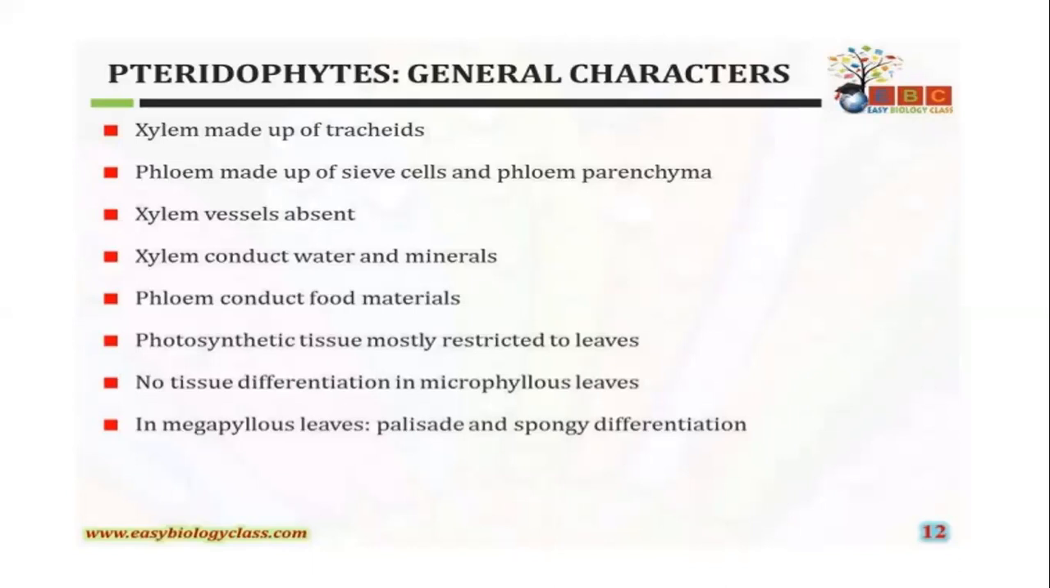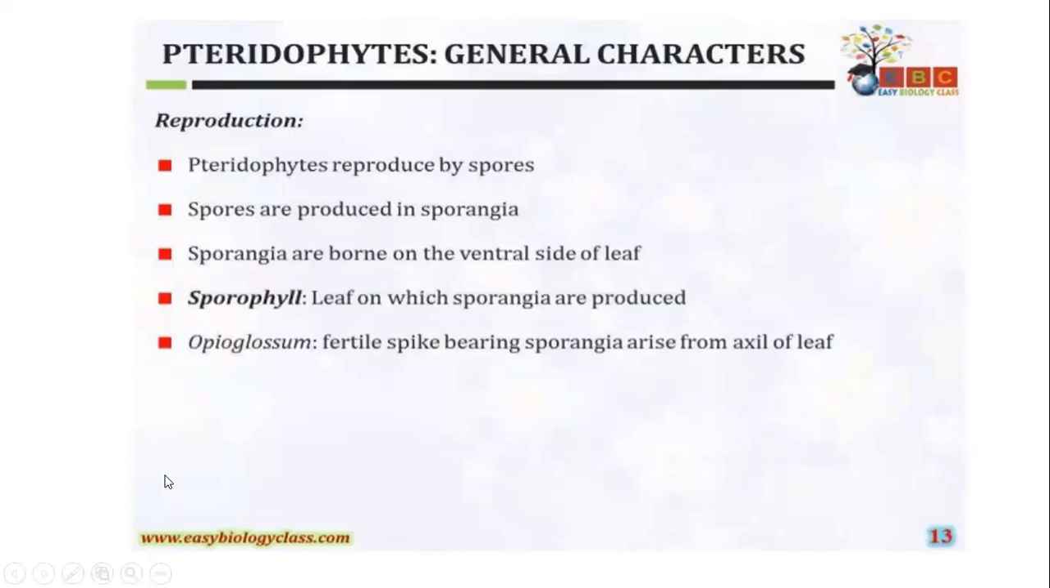Here in pteridophyta, xylem is made up of only tracheids. Tracheary elements are absent, but we can see the presence of the tracheids, and xylem vessels are also absent. Whereas the phloem would be made up of different types of cells like sieve cells, sieve tubes, phloem parenchyma. But here in the pteridophyta, the phloem is only made up of sieve cells and the phloem parenchyma. Sieve tubes we can't find. We all know that xylem conducts the water and the minerals, and the phloem conducts the food material. So that is regarding the vascular tissue and the vascular cells present in the pteridophytic plant.